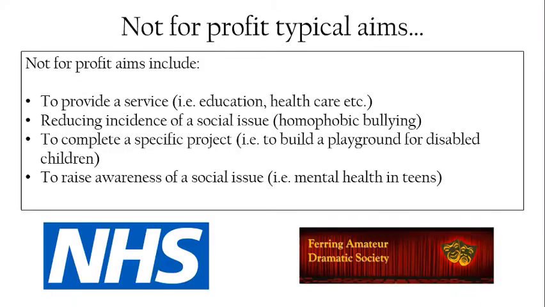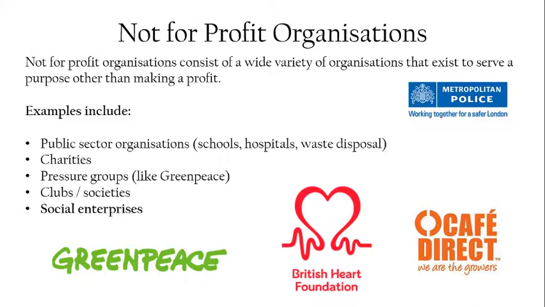So I said that I would mention social enterprises in a minute. Social enterprise is slightly different in that it is a business. Cafe Direct is an example of a social enterprise. They organise their factors of production in order to produce a product which they then sell, and they do hope to make a profit. It's just that the primary aim of a social enterprise is often something other than making a profit.